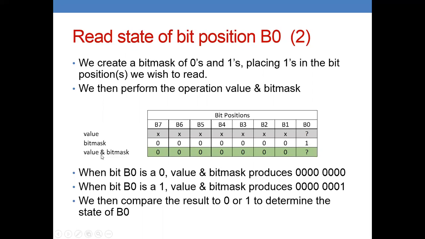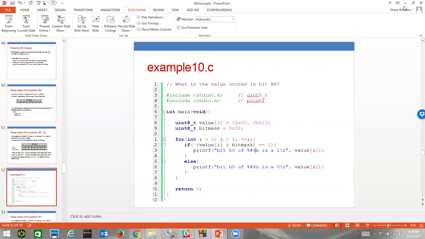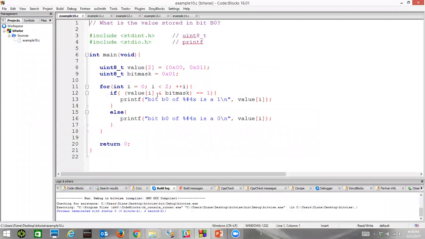When I use the bitwise operator AND, the value ANDed with the bit mask will produce this result. B7 through B1, the result will be zeros. And then if I have a 1 in B0, 1 ANDed with 1 will produce a 1 here. If I have a 0 here, 0 ANDed with 1 will produce a 0. I'll be able to then compare the result of the value ANDed with the bit mask to 0 or 1 to determine the state of B0. And then I've given you a C program where we actually do that. So let's just pop over to Code::Blocks, and let's take a look at this program.